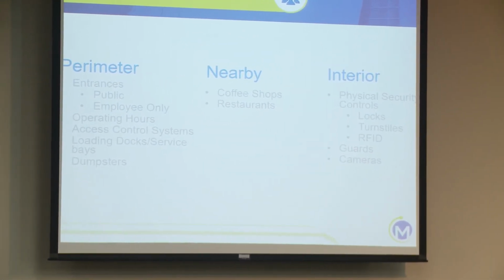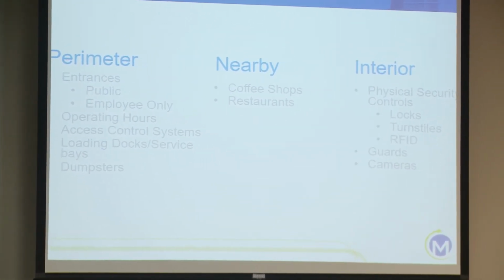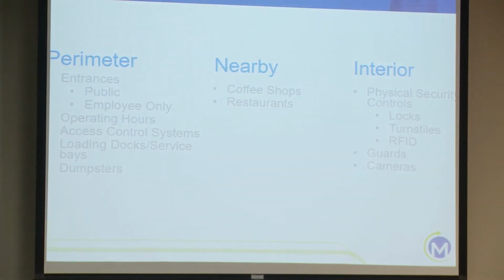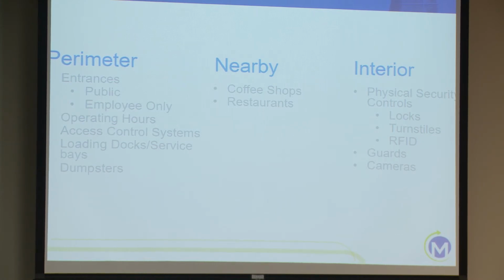I try to see when the busy times are, because if I'm going to tailgate, I want to know when all the employees are coming and going. So I'm looking at entrances, public and employee only. If they have public entrances, what are the operating hours? If they close at 6, sometimes I try to sneak in at 5:50 and go hang out in the bathroom for a bit. And then just all of their entry points is what I'm looking for.